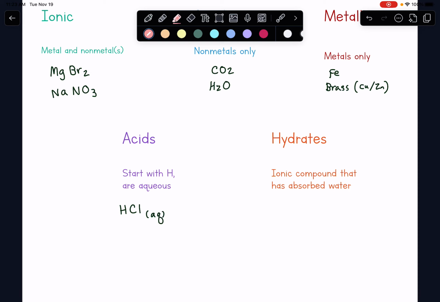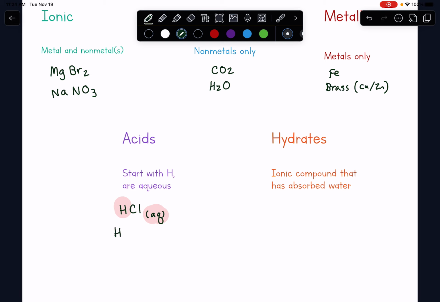So you have two things in the formula that you're looking for, hydrogen and aqueous. You need both of those things. If you only have one of them, that is not an acid. It needs to have both. So if I were to write NaCl aqueous, that would not be an acid because it does not start with hydrogen. It needs to have both of those things to be considered an acid.